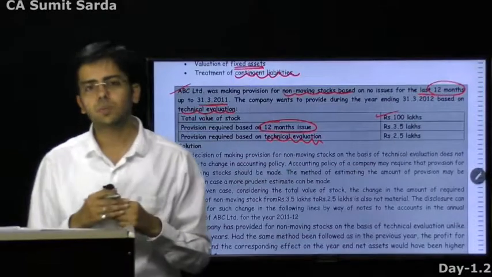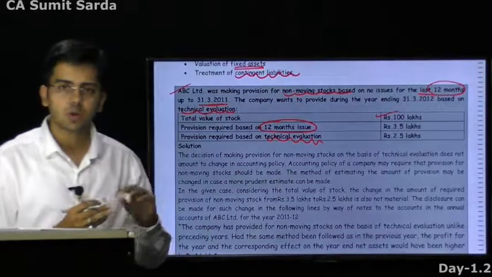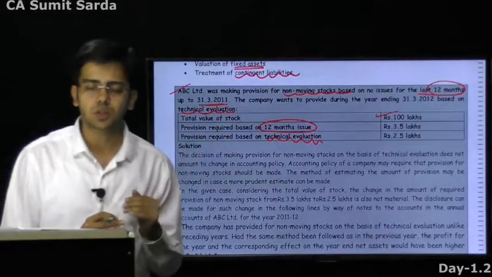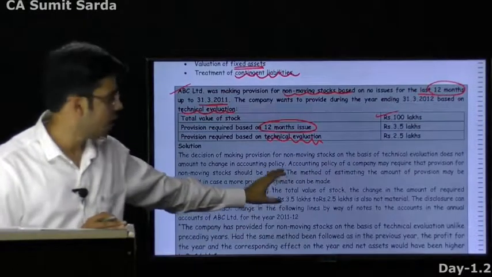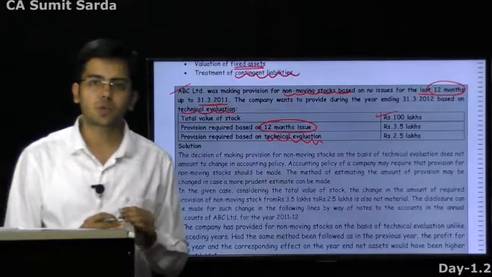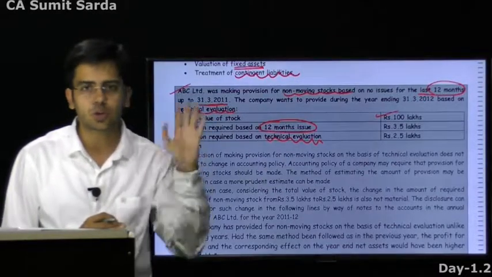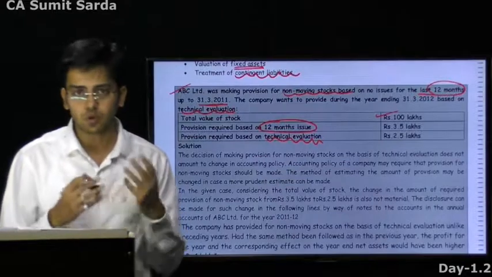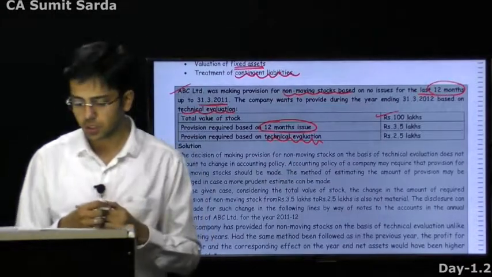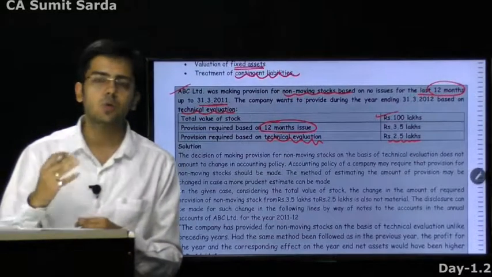So what were we doing? We used to make provision for stock, but we used to make it based on the last 12 months consumption record. So as per the last 12 months record, if we are holding 100 lakh rupees of inventory, 3.5 is generally the provision required. For the first time, we have called a technical valuer and asked him to tell us what the non-moving stock is and what provision is required. He told us the amount required is 2.5. Is this a change in accounting policy?